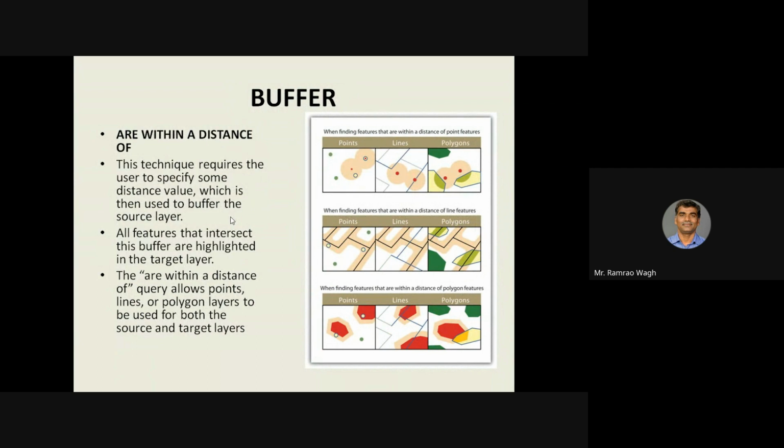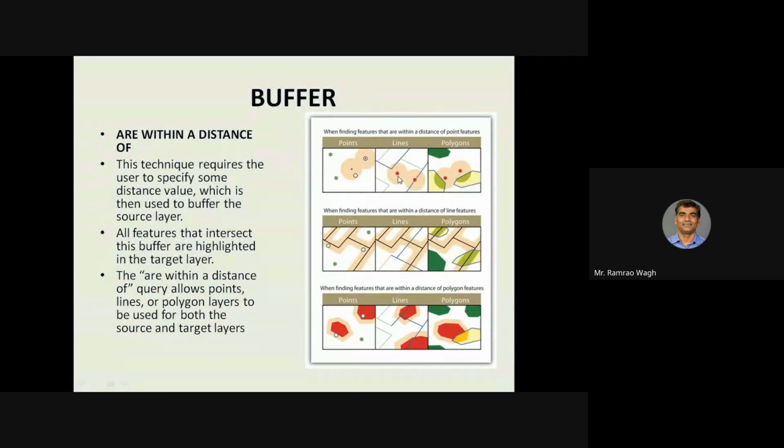Now buffering. Suppose I want to set up a hospital here, and I say this hospital will serve a 5 kilometer radius. Then I want to see which villages come within this 5 kilometers. That's called buffering. This buffering can be done using a special SQL. So given this point, I can create a buffer.